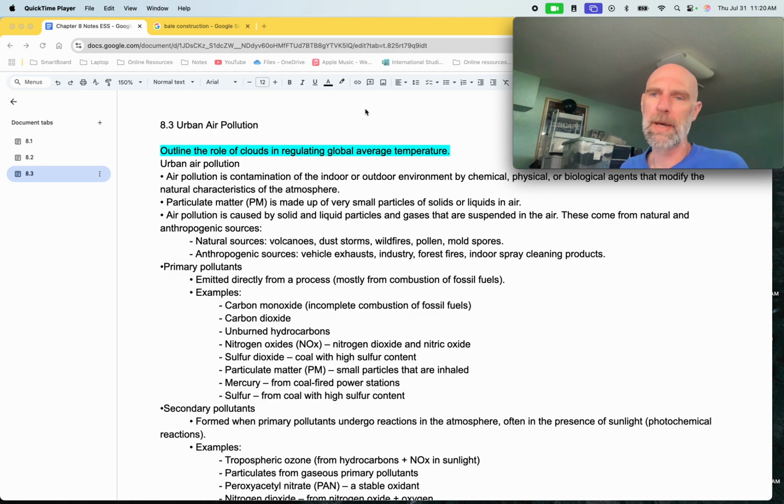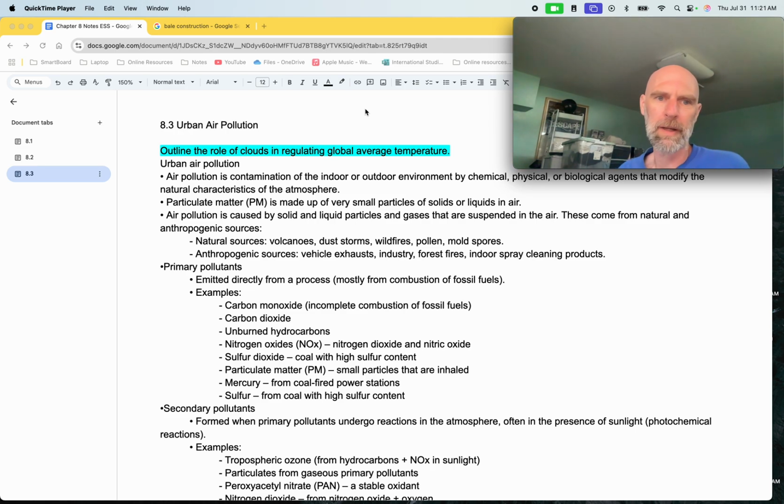So particulate matter, PM is a good thing to remember, is made up of very small particles of solids or liquids in the air. You cannot see them. So we talk about later on ppm, parts per million. So particulate matter, PM, is generally how we're going to measure the weather.